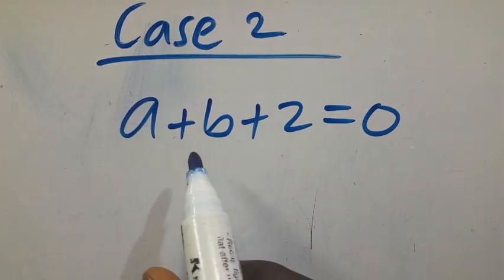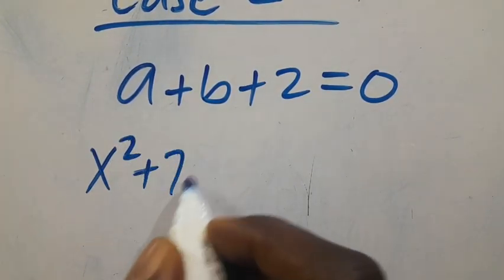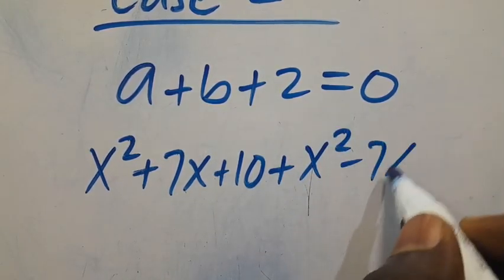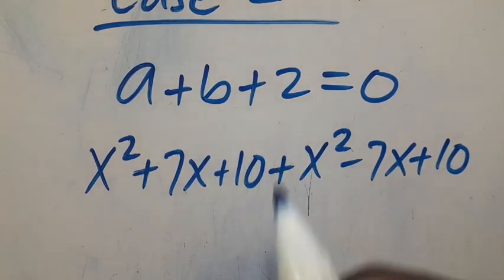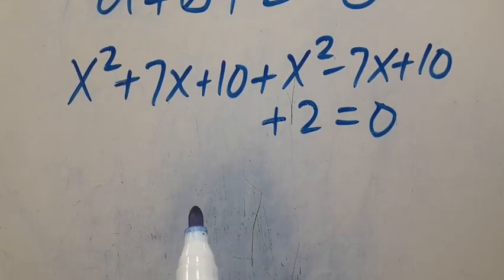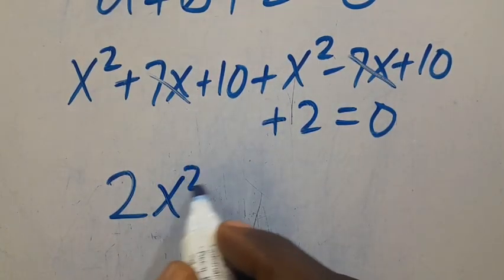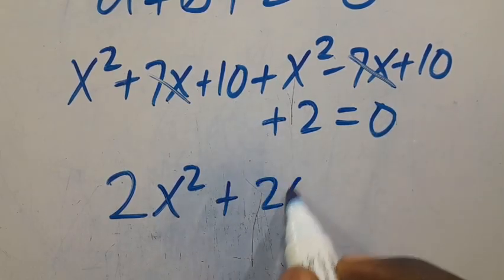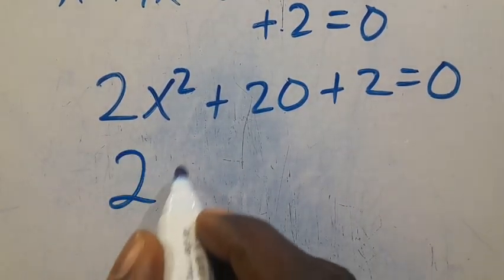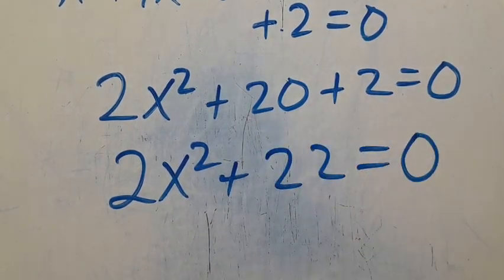So from here, we have case 2 to be this. Then we have a equals x squared plus 7x plus 10, plus b equals x squared minus 7x plus 10, then plus 2, and everything equals 0. So from here, the 7x terms will cancel. x squared plus x squared, we have 2x squared. 10 plus 10 will give us 20, plus 2. Then everything equals 0. So we have 2x squared plus 22, then everything equal to 0.